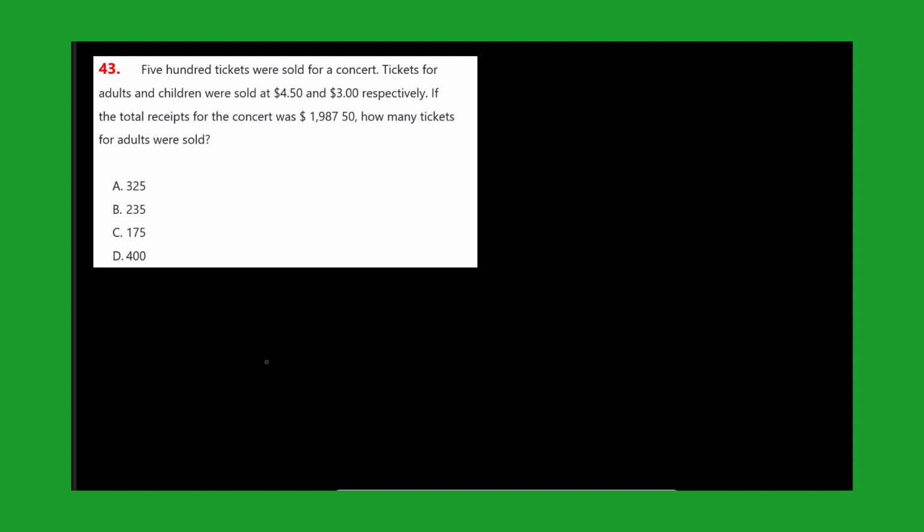Okay, question 43. 500 tickets were sold for a concert. Tickets for adults and children were sold at $4.5 and $3 respectively. If the total receipt for the concert was $1,987.5, how many tickets for adults were sold? Okay, let's make adult equals A, and let's make children equals C.